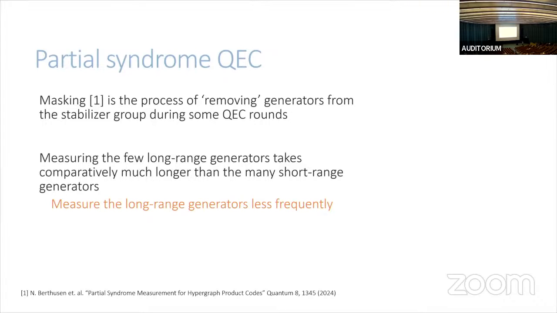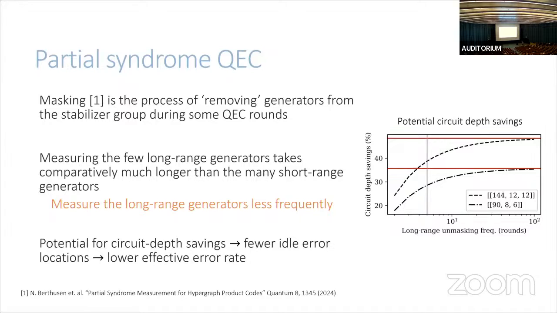So instead, what we can do is we can measure these long-range generators less frequently and still hope to achieve similar logical error rates as if we were to measure all of them. So we can potentially decrease the circuit depth, which yields fewer idle error locations and then a lower effective error rate. So for example, if we have some error correcting code and we measure the long-range generators every 10 rounds, then the circuit we get is about 35% shorter than if we were to measure every generator every time. So could be some significant savings in circuit depth.